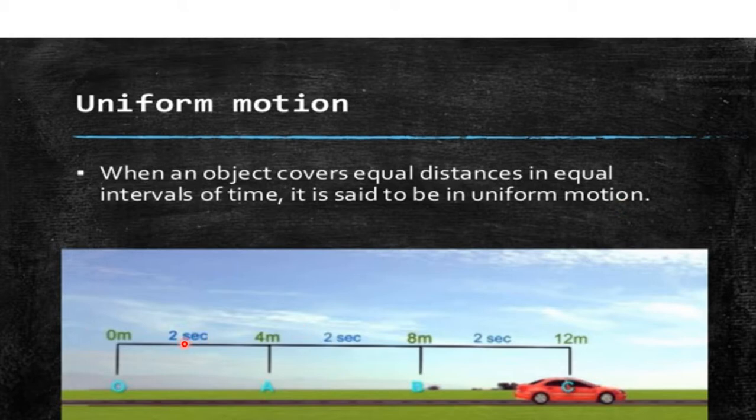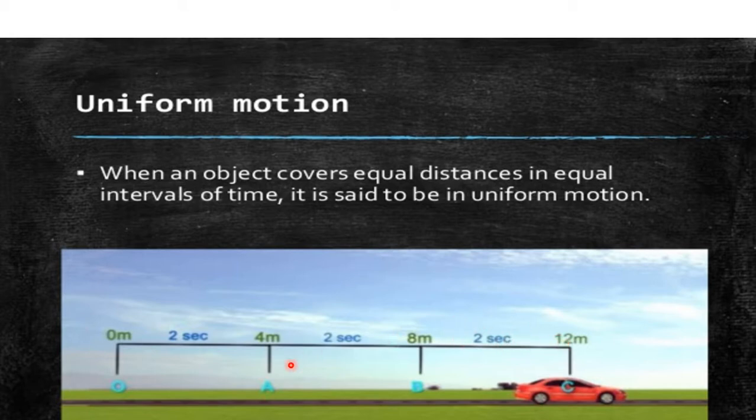Friends, see, there are a point O, point A, a point B, and a point C. A car starts moving from point O to point C. When he covers from 0 meter to 4 meter, he takes 2 seconds. Similarly, when he covers the distance from 4 meter to 8 meter, he takes 2 seconds. Same way, from 8 meter to 12 meter, it takes 2 seconds.